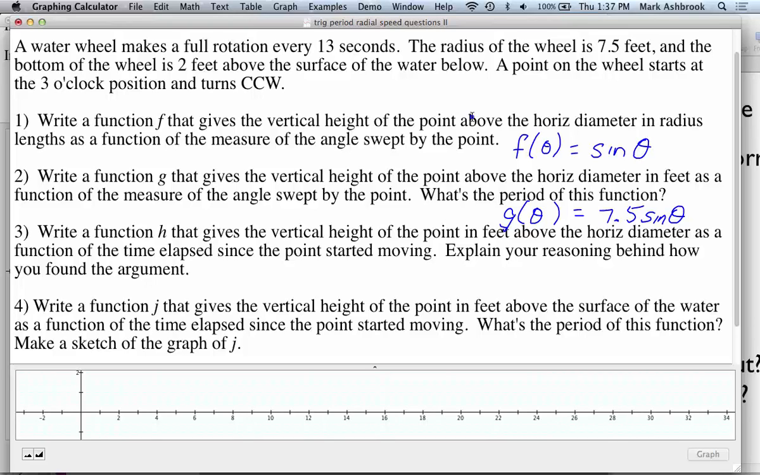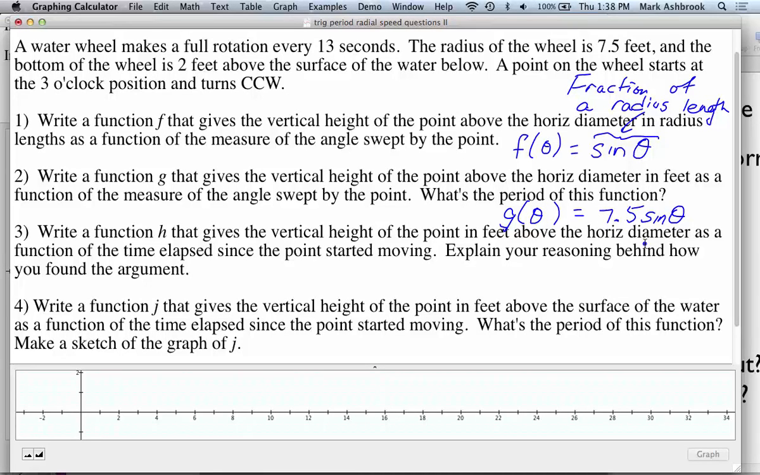And so the way to think of sine is fraction of a radius. We get numbers like 0.2, 0.75, 0.92. And if those are in radius lengths, then it's really talking about what fraction of the radius length. And so if our radius is 7.5 feet, then this calculation is taking that fraction of 7.5. Should make sense, right? It's taking that fraction of the radius length times 7.5 to give us how many feet we are above.